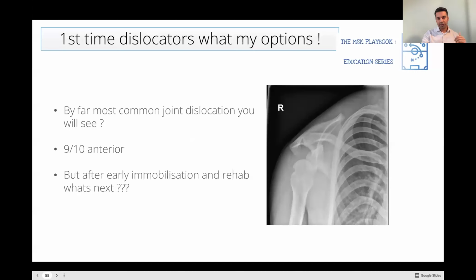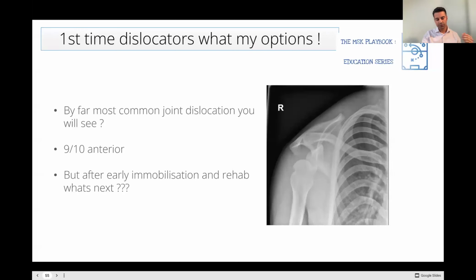So the key thing about the course is we build up some of the evidence updates and bring in some of the latest papers, so you've got knowledge about what treatment options there are. So first time dislocators, this is that patient that's got that Hill-Sachs lesion. We put the shoulder back in, but there seems to be a defect, and we need to know what that means for the patient, particularly if they're a sporting individual, a young athlete or patient who's going to push that shoulder. How stable is that shoulder going to be?